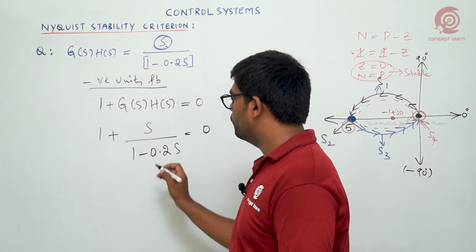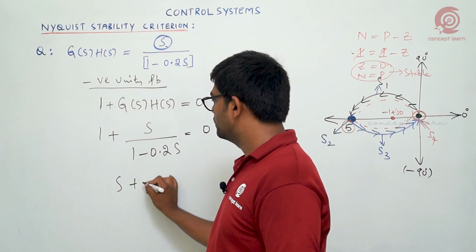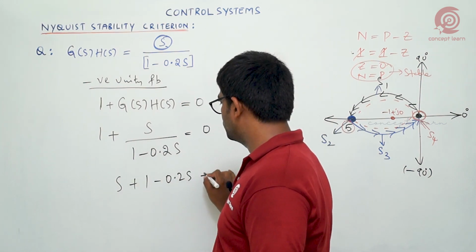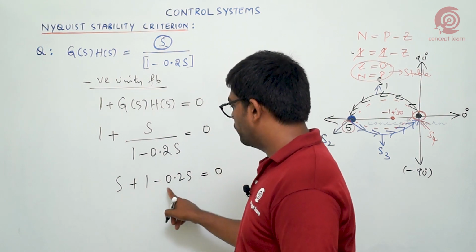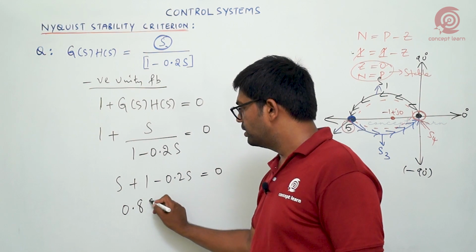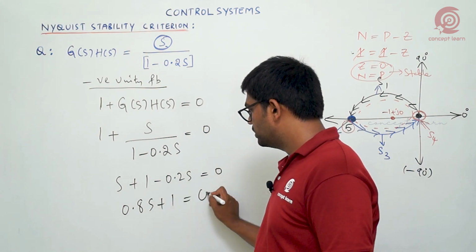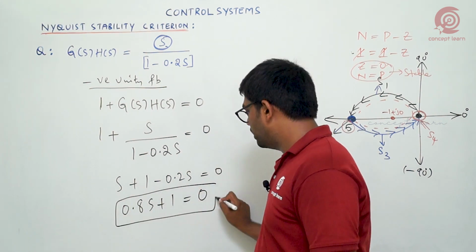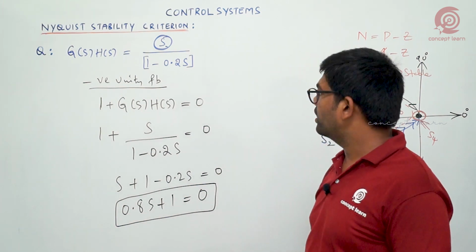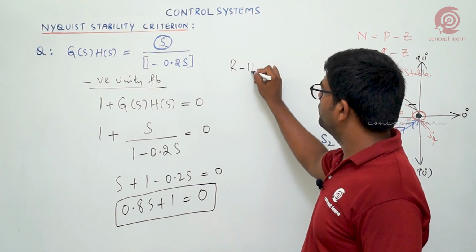Simplify this, how do we get? s plus 1 minus 0.2s, which is equal to 0. So 1 minus 0.2 means how much do we get? 0.8s plus 1 is equal to 0. We only got a first-order characteristic equation. Now form the RH array.